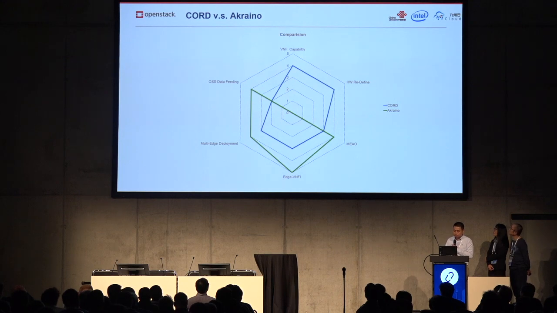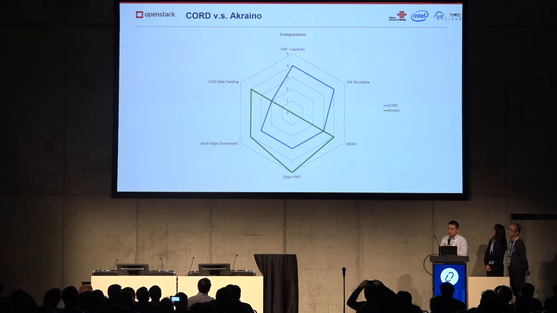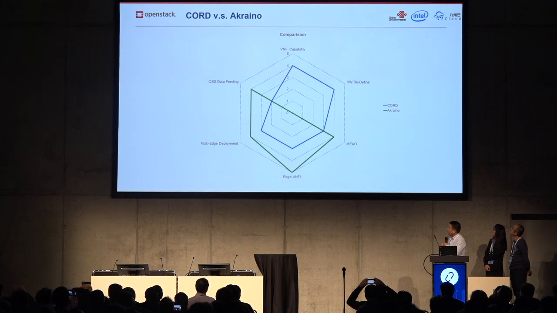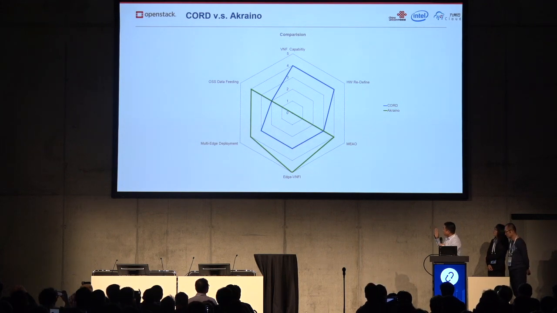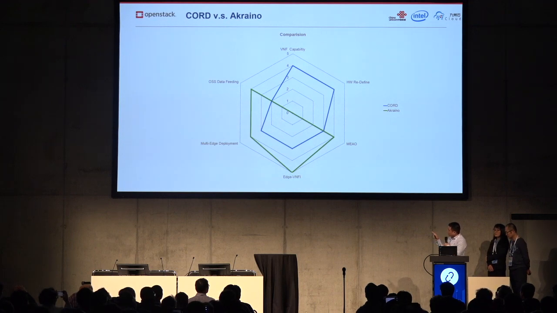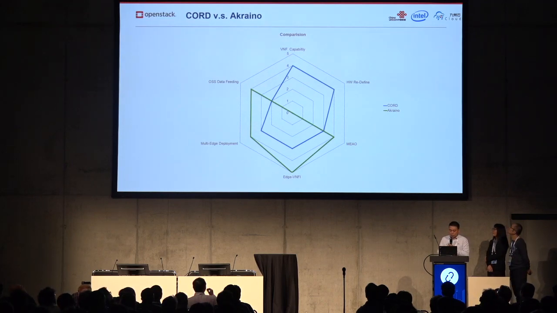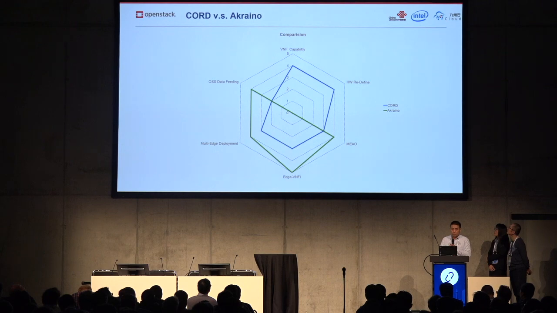And regarding CORD and Akraino, this is a diagram we show from six angles. First is VNF capability, hardware redesign, mobile edge application orchestration, edge NFVI, multi-edge deployment, and OSS data feeding. And from our perspective, we think that CORD covers some scopes like open source VNF and white box hardware redesign.